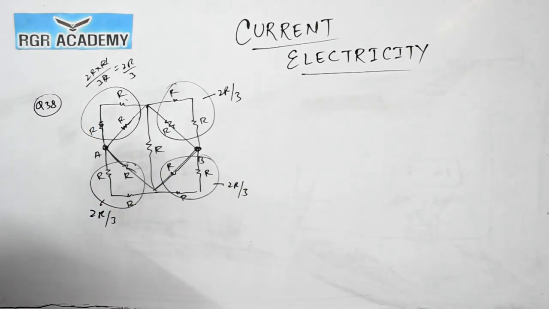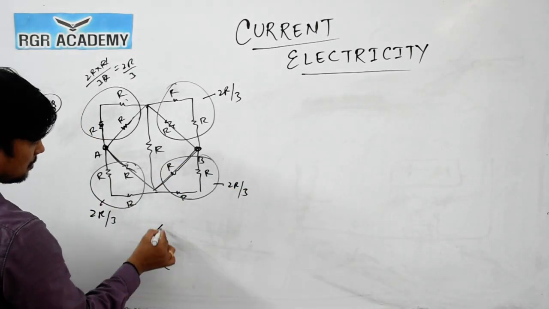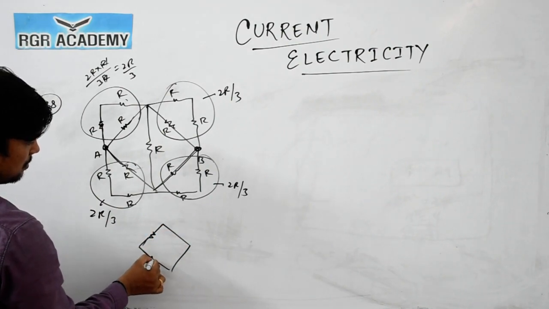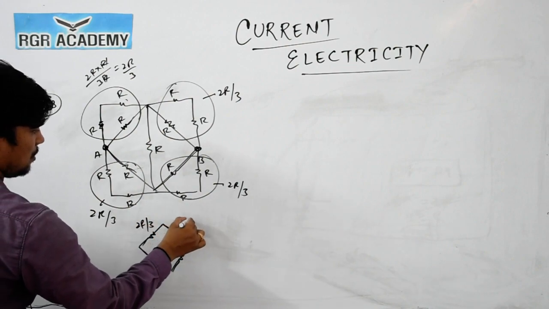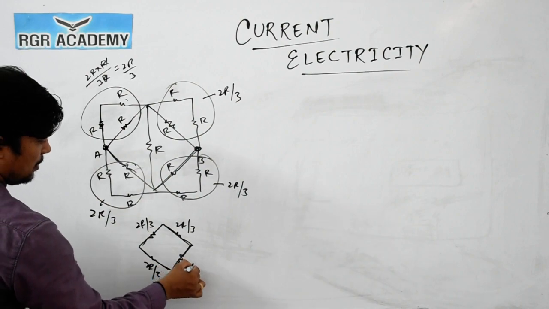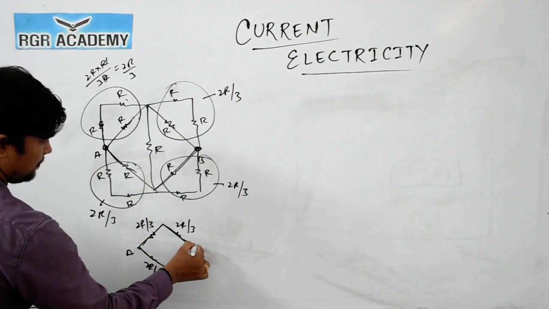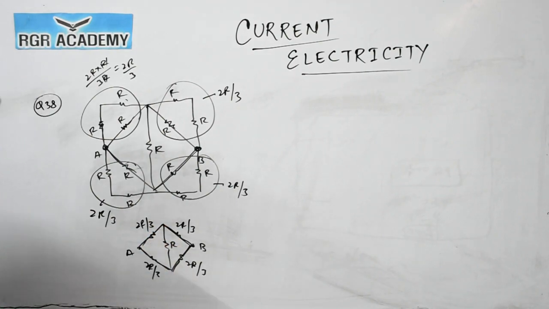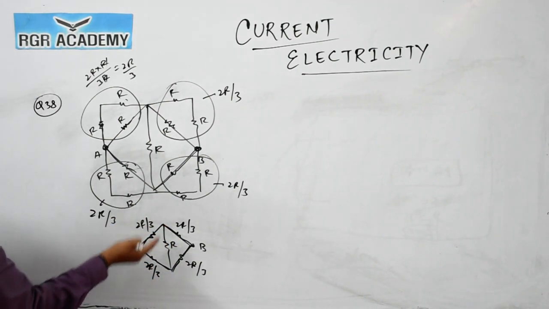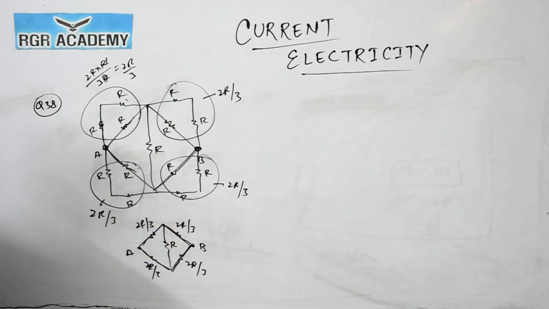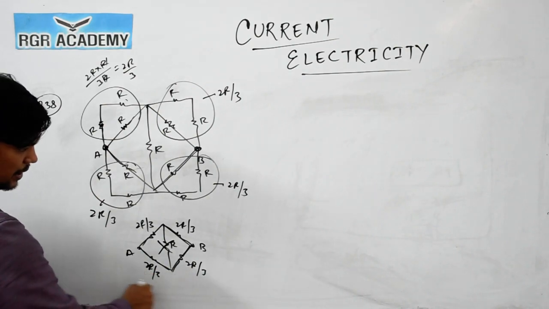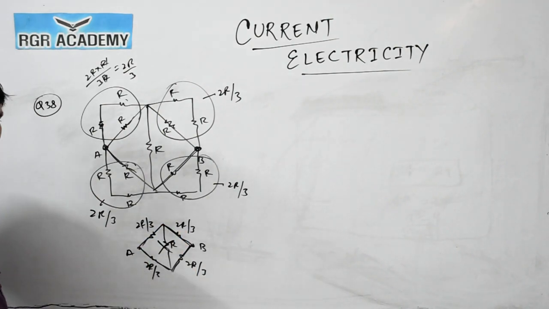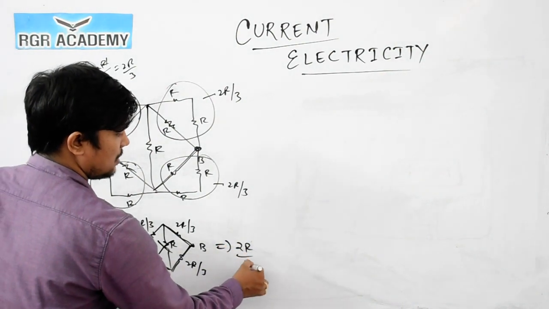Now we can draw the equivalent circuit. So this is 2R by 3, 2R by 3, 2R by 3 and 2R by 3. This is A, this is B. Here we have a resistance R. Now see, this is a balanced Wheatstone bridge, because the ratio of this and this is equal. So we can say that no current will flow from here, so we can remove this resistor. Now these two are in series, so this will become 4R by 3 and this will also become 4R by 3. Now 4R by 3 and 4R by 3 are in parallel, so the equivalent will be 2R by 3 by using the formula.